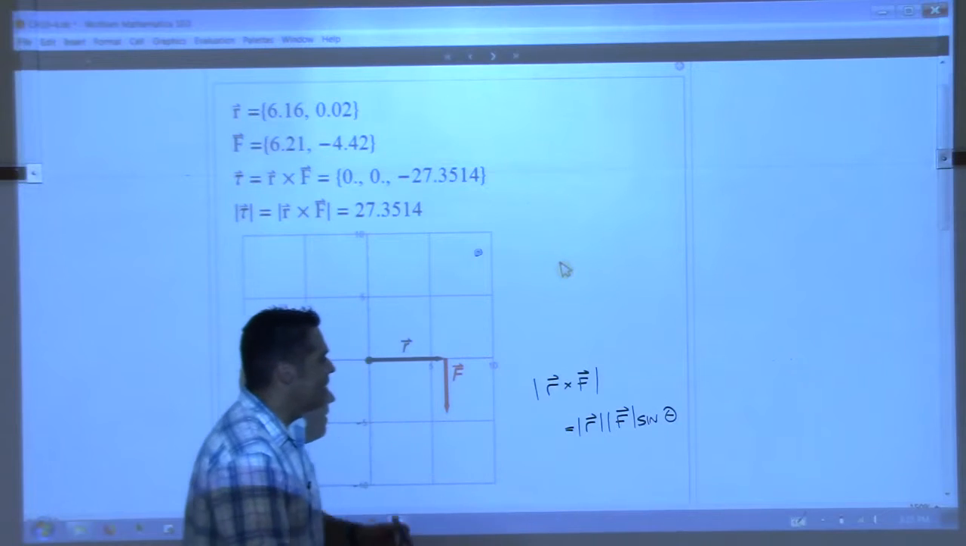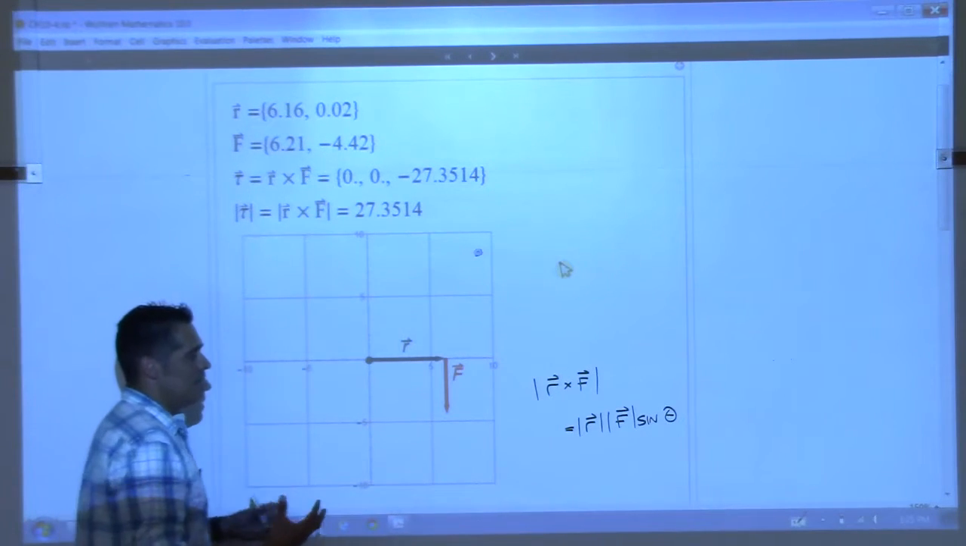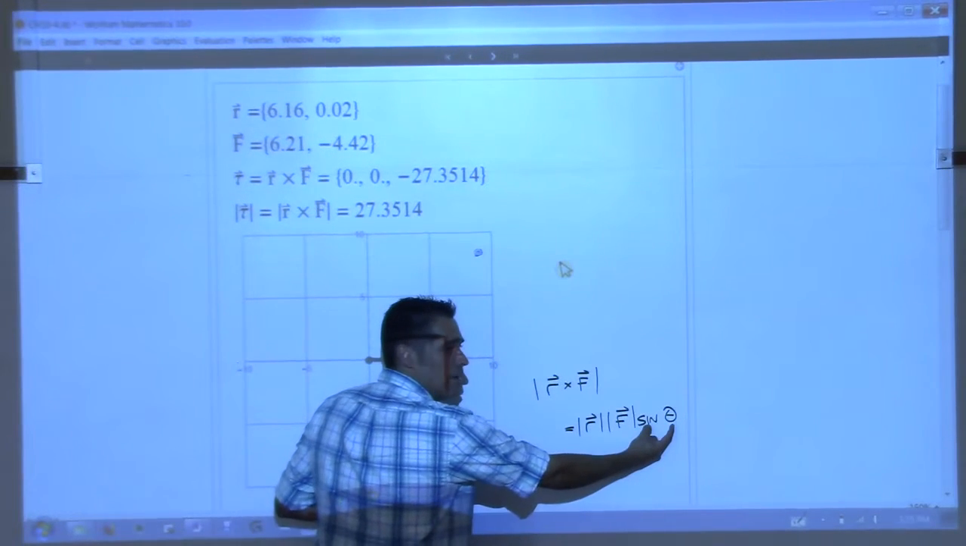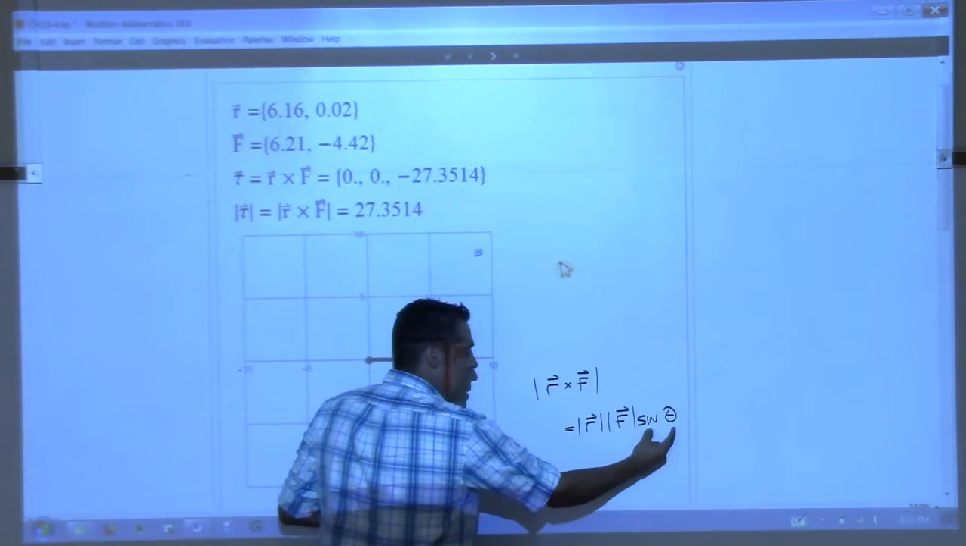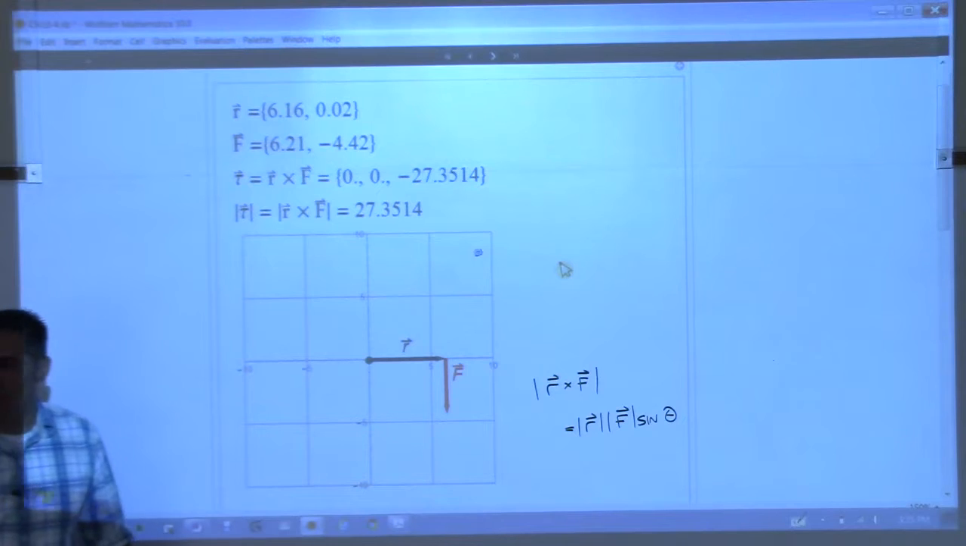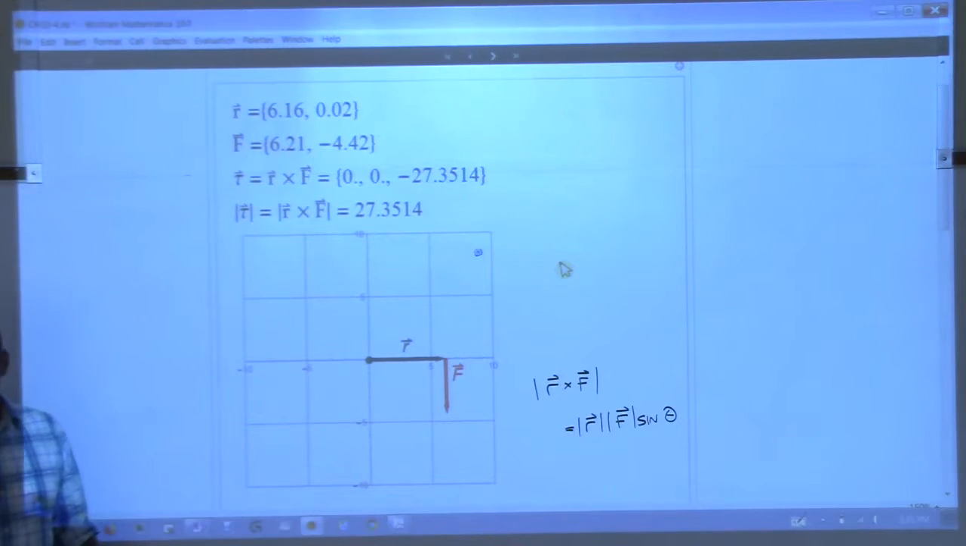And so to make this the biggest it could possibly be, we want this to be 1, don't we? Because sine is bounded between -1 and 1. So if we make that 1, then we have the most torque possible. And sine of 90 degrees, or sine of pi over 2, is 1. So that's what we want, right?